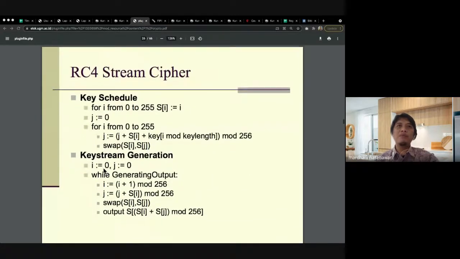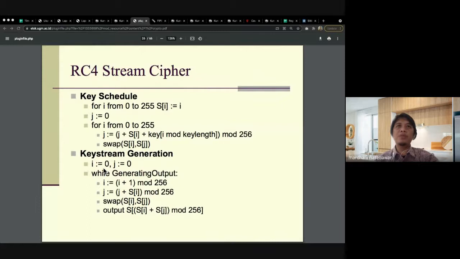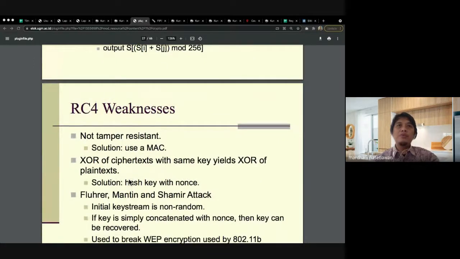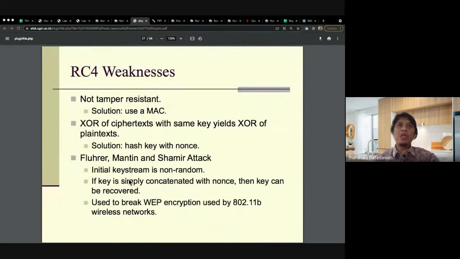And then we also have the RC4 stream cipher. We have a key schedule, and we also have the key stream generation. We try to schedule some of the key, and then we generate the key stream on it. And of course the RC4 has some weaknesses. This is not tamper resistant, so that's why we need MIC for solving this problem.